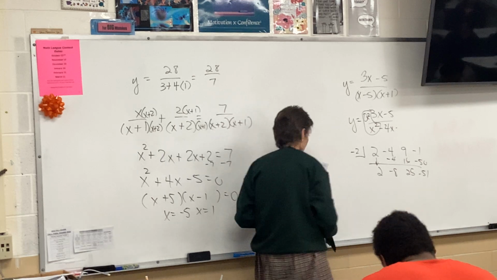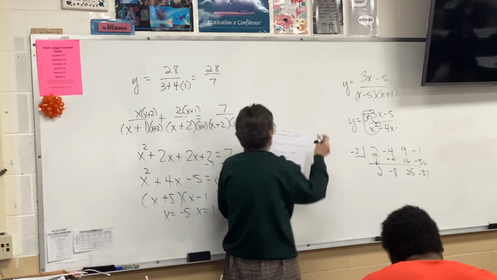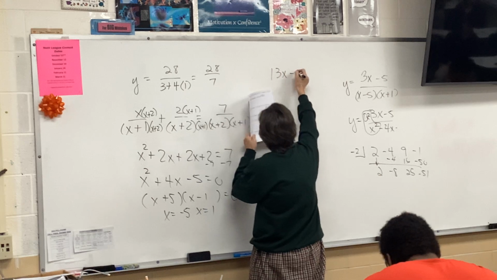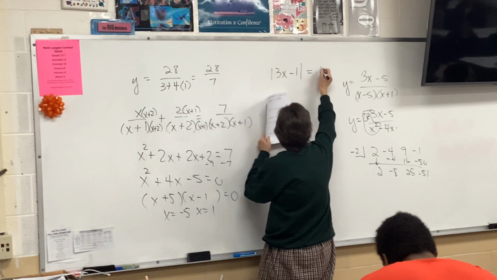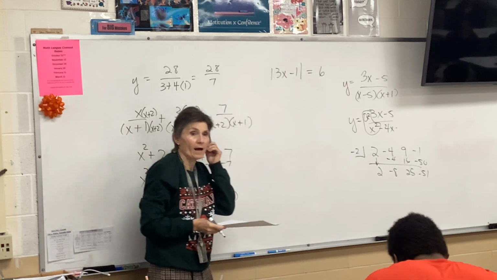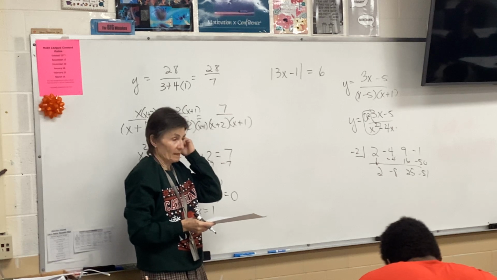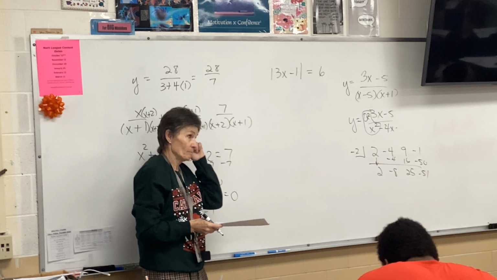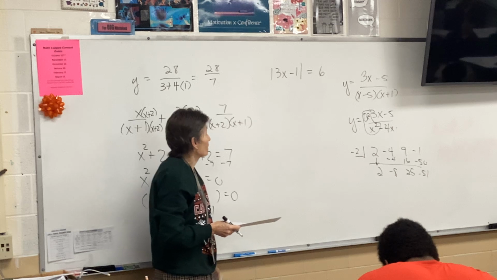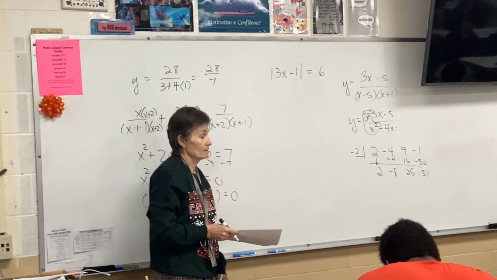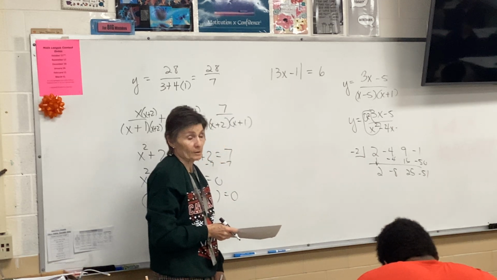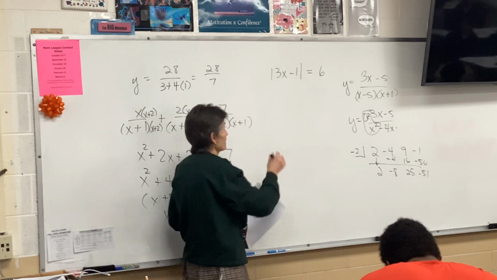You can solve this a couple of different ways. First thing I'm going to do is add that 4 to the other side, to get my absolute value by itself. Now, how would you solve this? You can split it up into 2 equations.